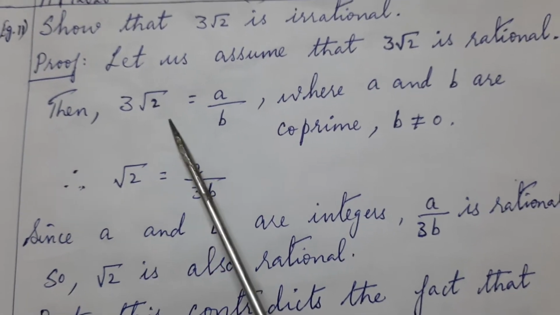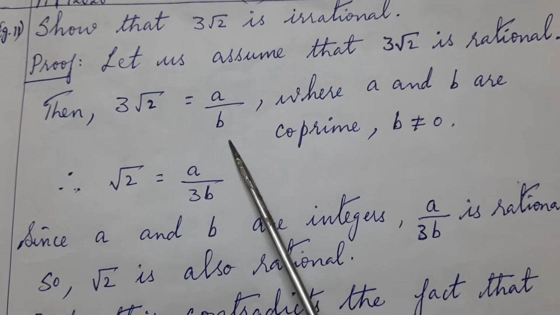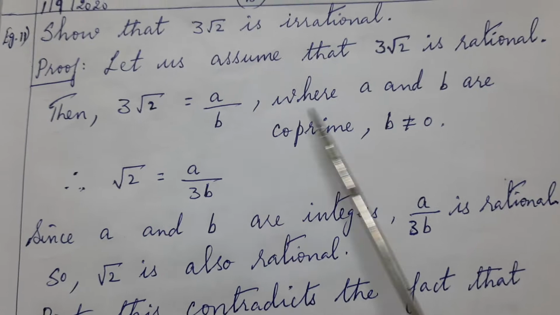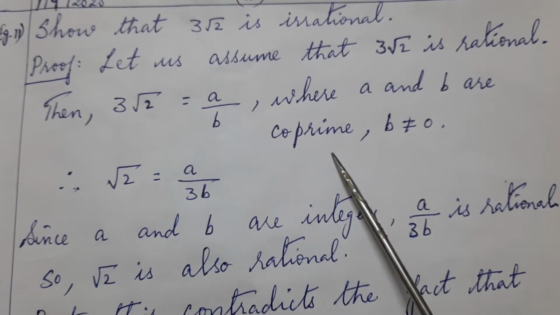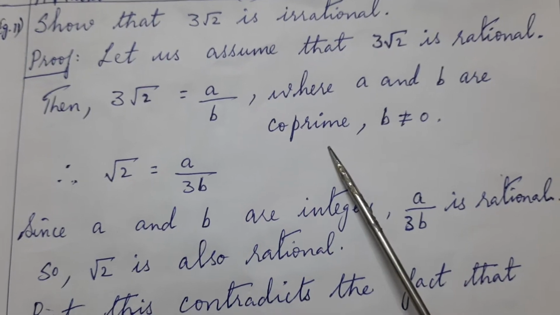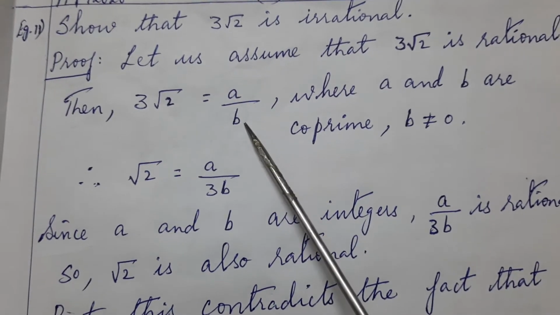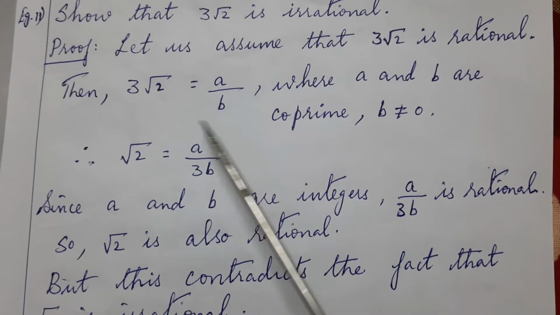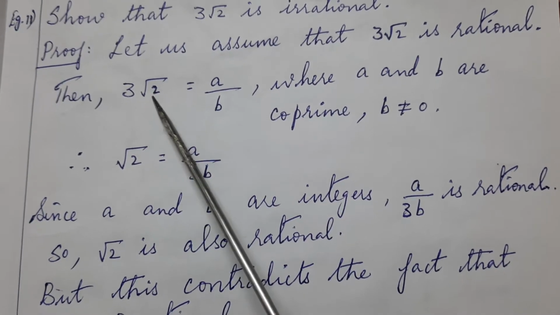So we write 3 root 2 is equal to a by b, where a and b are integers and b is not equal to 0. Now these integers we have taken as coprime numbers, where a and b are coprime. Coprime means HCF is 1, that is, only 1 is a common factor. And b is not equal to 0, that means the denominator should not be 0 for a rational number. So now root 2 is equal to, this is 3 into root 2.